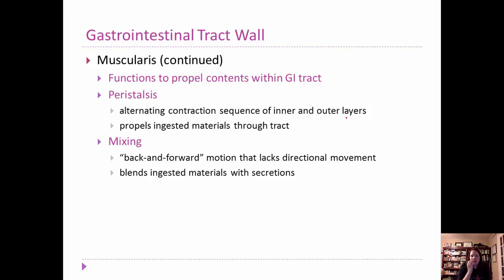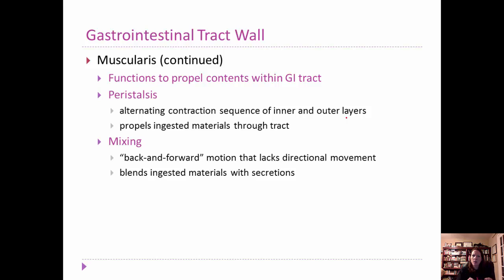So this is rhythmic. It is going to start in the esophagus, and it's going to go all the way down the digestive tract until we have propelled everything through the tract. So it is going to go all the way through the very end, of course, the large intestine, because that's going to be basically the end right there at the rectum and the anus. You have another type of movement called a mixing movement, and this is going to be completely different than peristalsis. So peristalsis is going to propel food down a digestive tract.